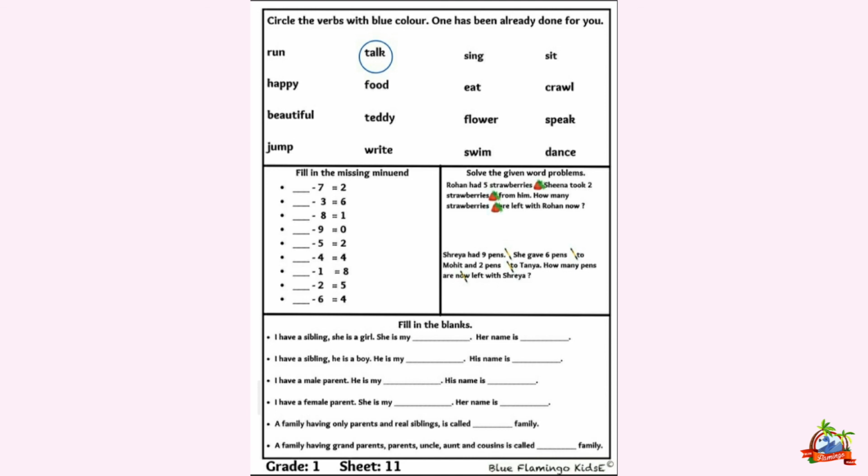So this was all about today's sheet. In English, we have learned about verbs. We have circled verbs with blue color. And in maths, we have performed subtraction sums. And in the last EVS, we have learned about family and their types and different family members. I hope you all have understood this sheet very well. If you still have any kind of doubt related to any question, any topic, any subject, any section, you can ask me. Thank you.